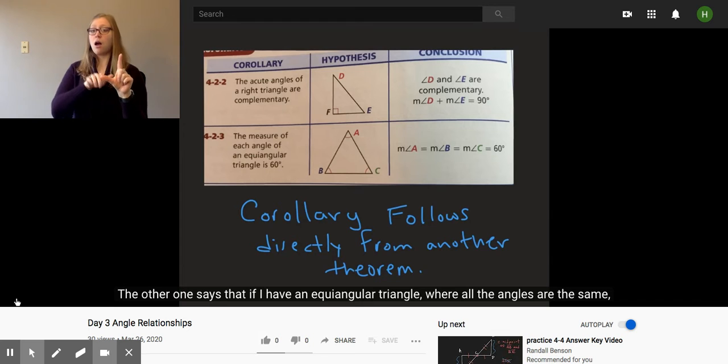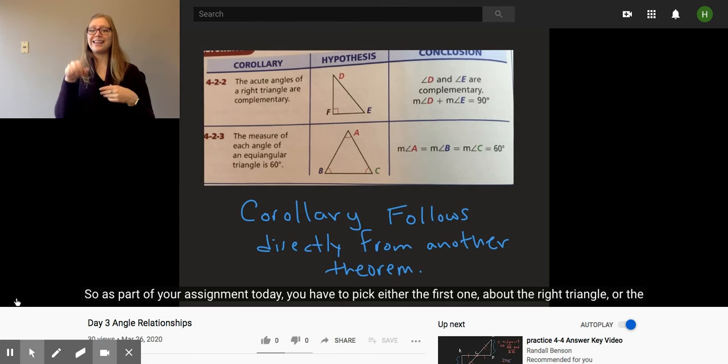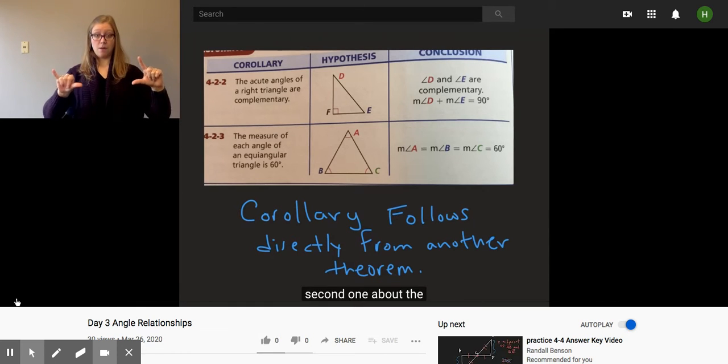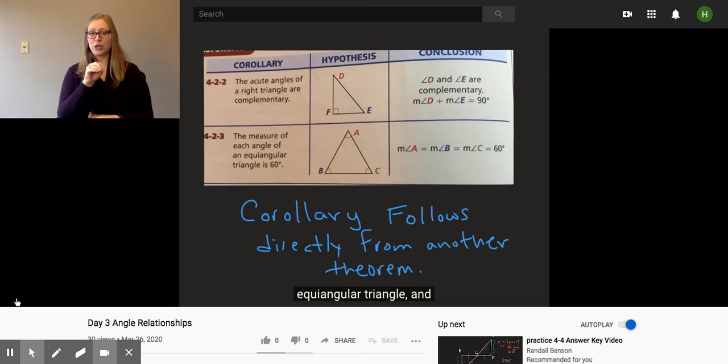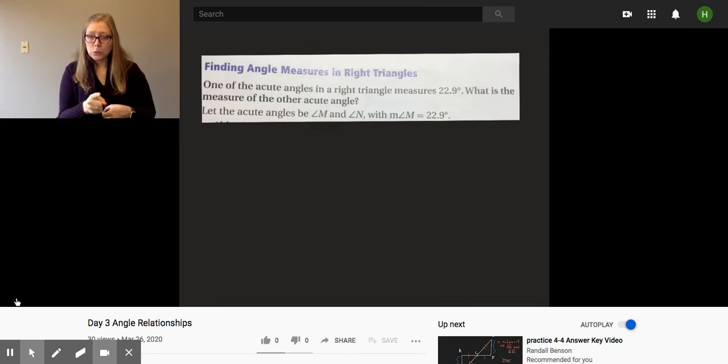The other one says that if I have an equiangular triangle where all the angles are the same, then each of those angles has to be 60 degrees. So as part of your assignment today, you have to pick either the first one about the right triangle or the second one about the equiangular triangle and explain to me why they are true using Flipgrid. So that will be part of your assignment for today.